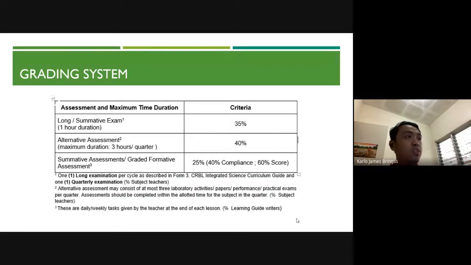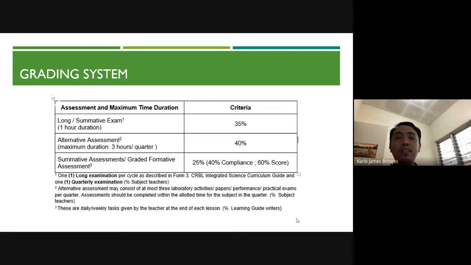Okay? You might also be interested to know how our grades will be computed, guys. So our grading system is as follows. Our quarter exam comprises 35% of the grade. So every quarter, you'll have a 1 hour long exam worth 35% of the total grade. Also, we'll have alternative assessments. So that's worth 40% of the total grade.